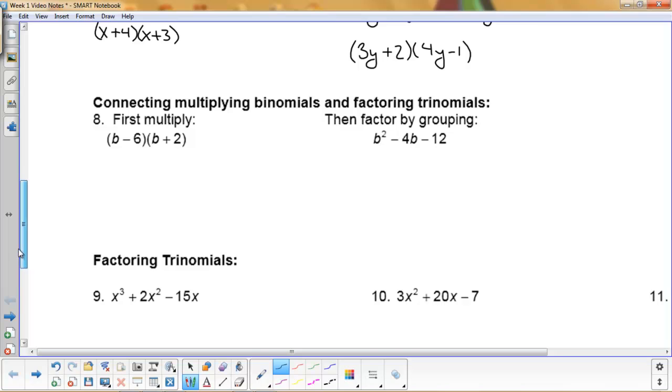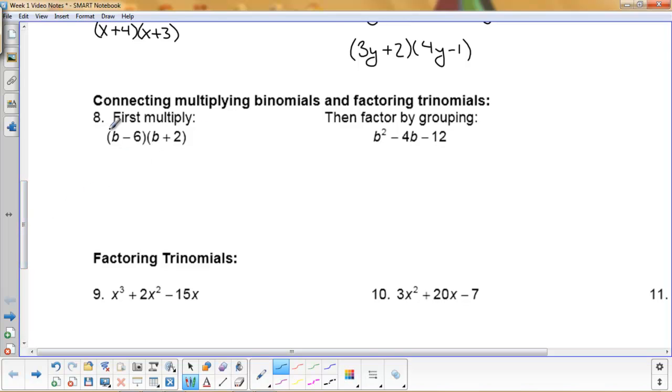All right, we're going to take a look at how these work frontwards and backwards, because essentially what we're doing is working from one direction to the other, and we're going to show it both ways so you can see the connections between them. So what I'm going to start with here is double distribution. I'm going to rewrite this as b times b plus 2 minus 6 times b plus 2. And you can see how I've broken that up using double distribution.